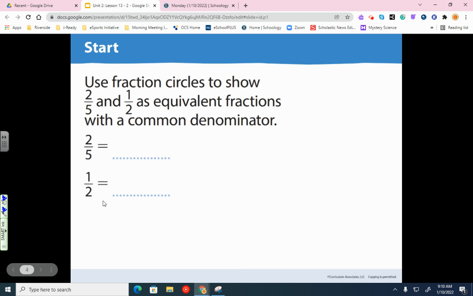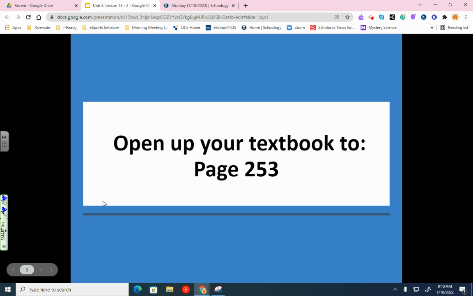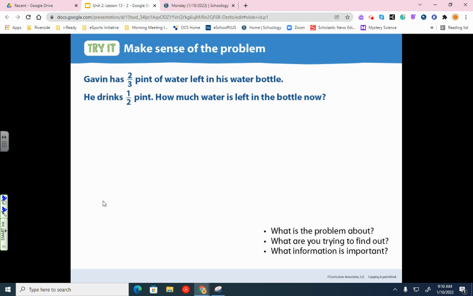All right, go ahead and turn to page 253. And this first one talks about Gavin has 2/3 pint of water left in his water bottle. He drinks half a pint. How much water is left in the bottle now? With subtraction, we have to remember order does matter. So we're taking 2/3 and we're subtracting 1/2 from it.